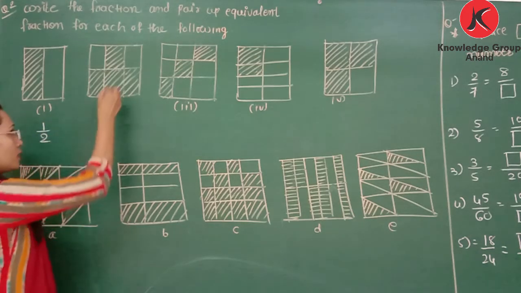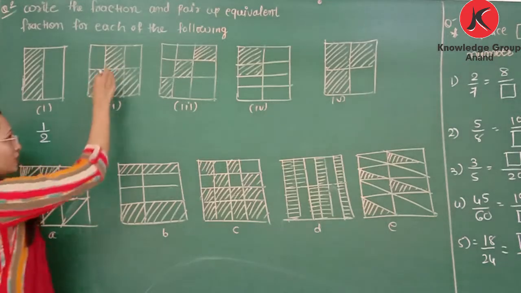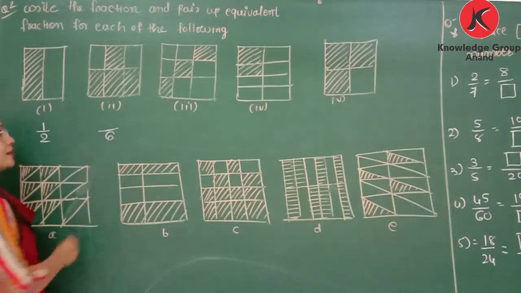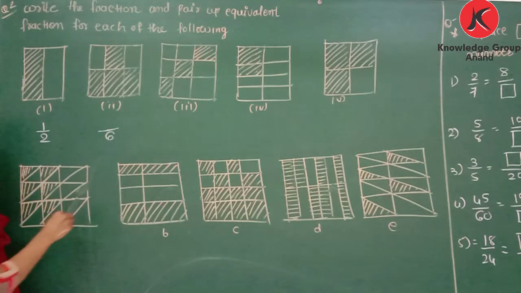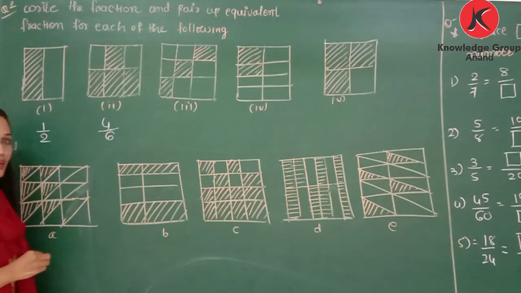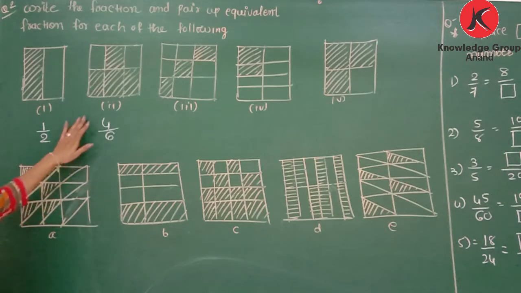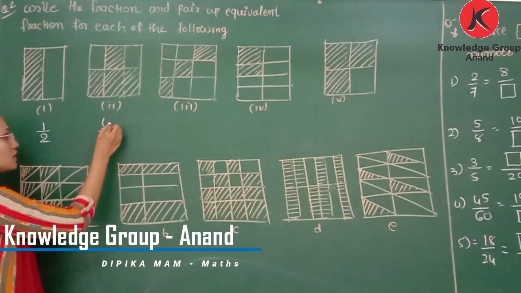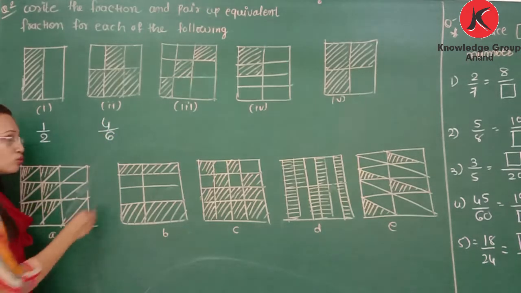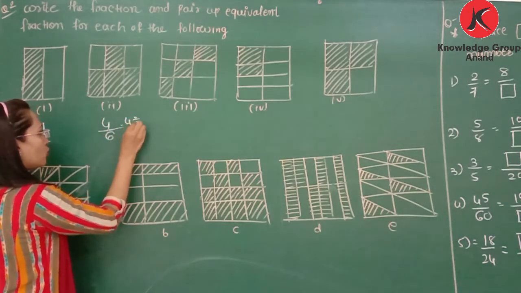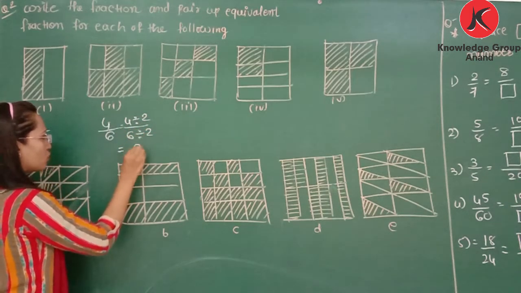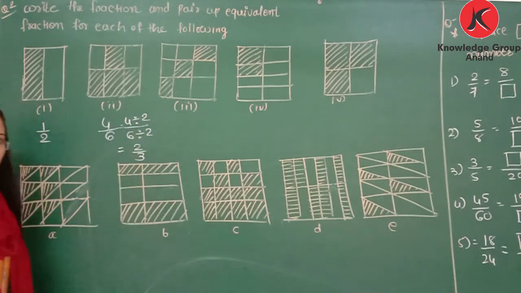For the next one, how many total parts are there? 1, 2, 3, 4, 5, 6. And from that, how many parts are shaded? 4. So we can represent 4 by 6. But first of all, convert this into simplest form. Now which number divides 4 and 6? 2. So we divide 4 by 2 and 6 by 2. So we will get 2 by 3.